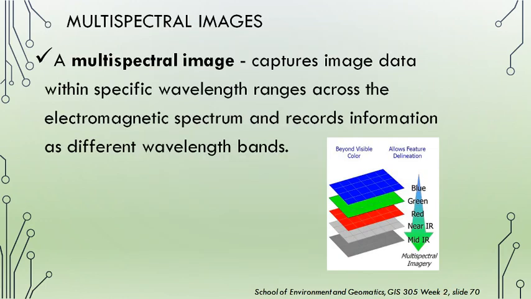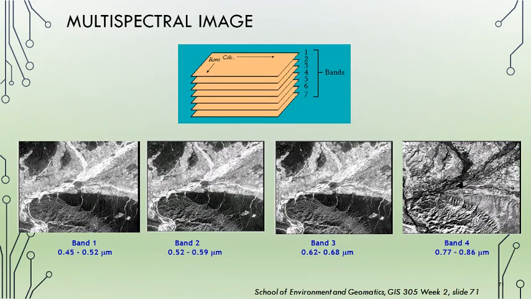Okay, a little bit more review. Multispectral images are images where the image data is captured within specific wavelength ranges across the electromagnetic spectrum, and this records information as different wavelength bands. So we talked about red, green, blue, near infrared, medium infrared. That's kind of the typical structure of a multispectral image. This is an example of a multispectral image, band 1, 2, 3. You have here an example with 7 bands.